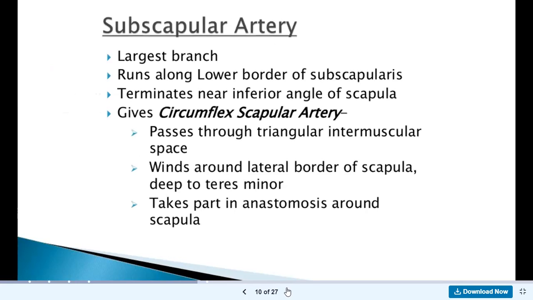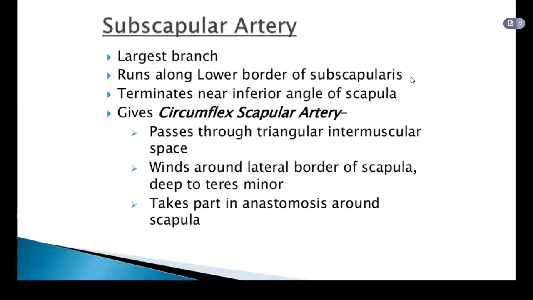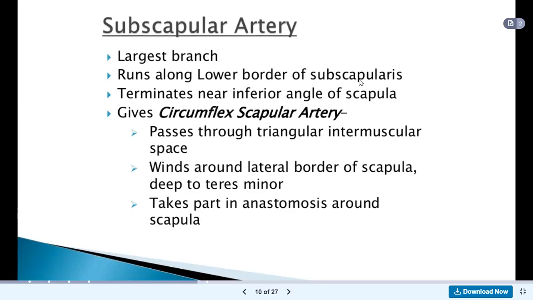The subscapular artery is the largest branch of the axillary. From the name, it runs along the lower border of the subscapularis muscle. The subscapularis muscle is the muscle under the scapula, attached to the scapula. So the subscapular artery runs along the lower border of this muscle, and then it terminates near the inferior angle of the scapula.